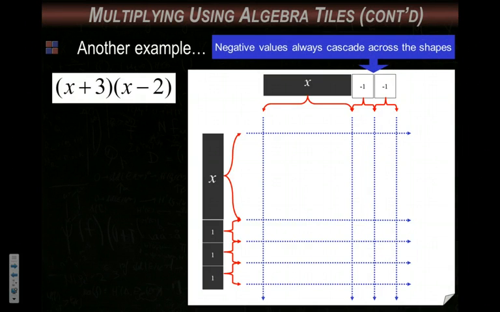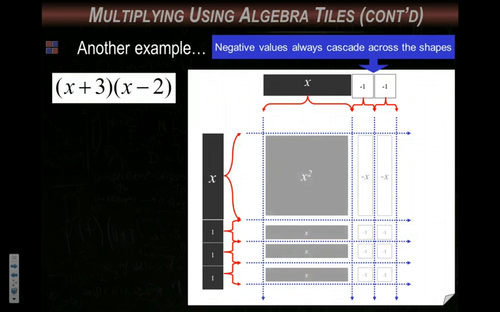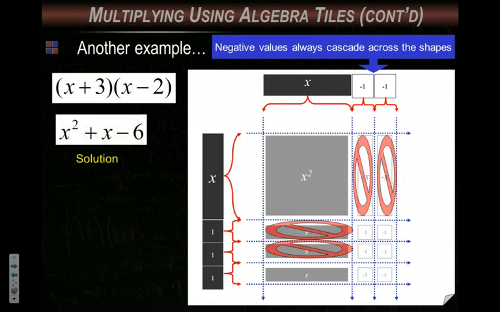Now, the only difference with this one is when you have negative tiles, they always go all the way down or all the way across. So whatever tiles I'm going to draw in here will be negatives. And now I just count them up. x squared minus 2x plus 3x. Wait a minute. Can I cancel some of those? Sure I can. These two can cancel those two. So really I only have 1. x squared plus x minus 6. And I'm done. Okay? So the tiles can be useful to you.